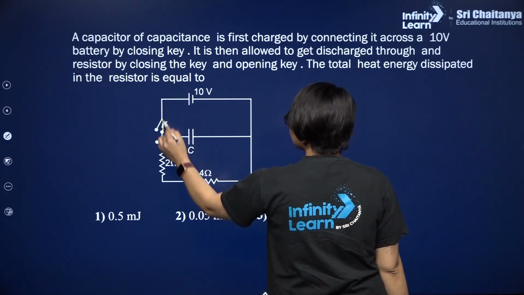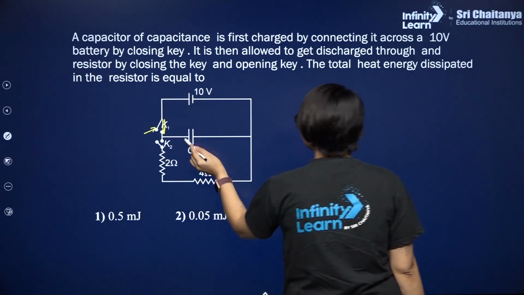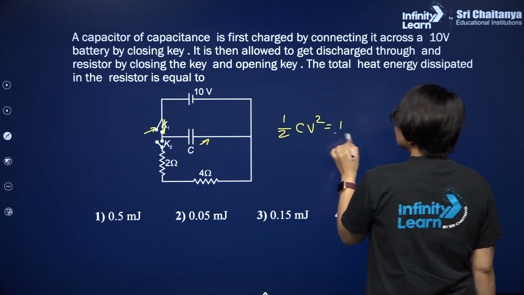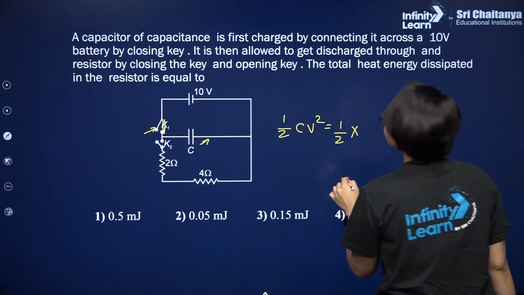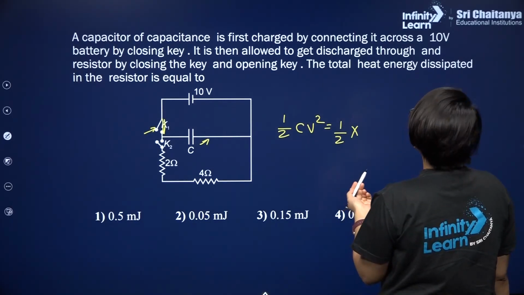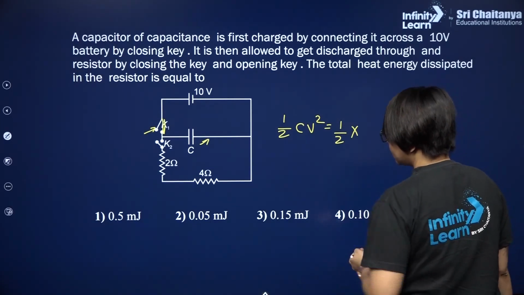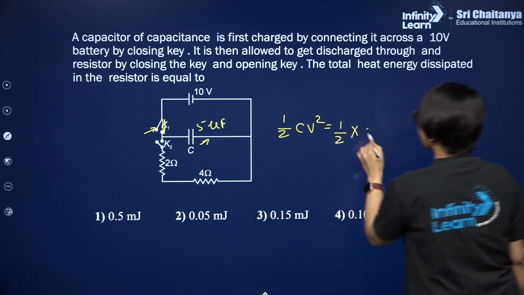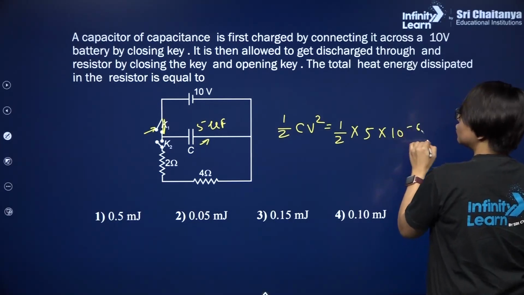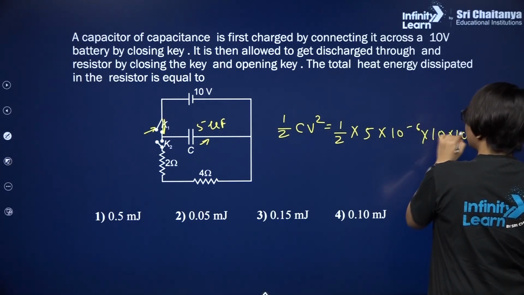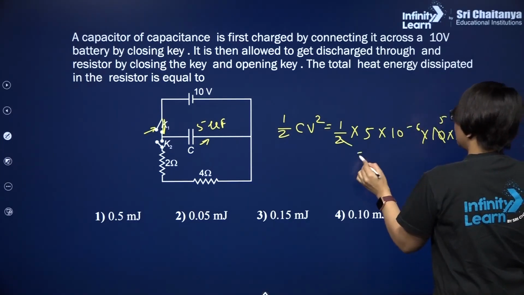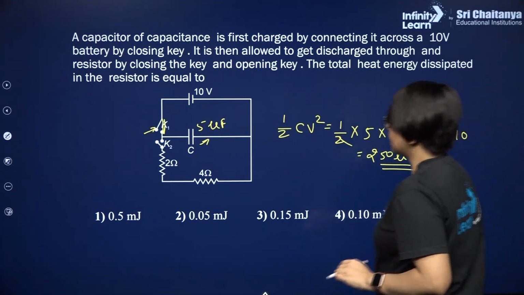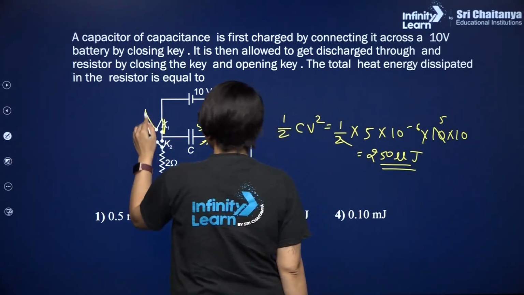So by keeping this K1 closed, over here half CV square is the energy stored. The value of capacitor is not given, right? So it is 5 microfarad, 5 into 10 power minus 6 into 10 into 10, right? So this will be 250 microjoules.